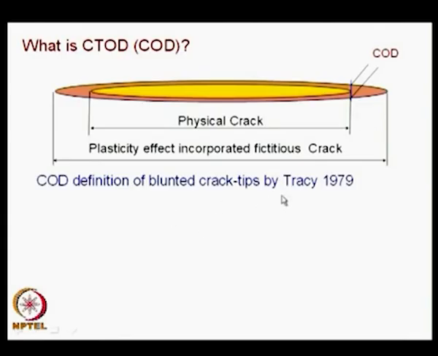And there was also a definition given by Tracy in 1979, which is what you had seen when we had looked at HRR field also. You draw lines which are mutually perpendicular at angle 45 degrees, it cuts the blunted crack, and this height is taken as CTOD or COD.